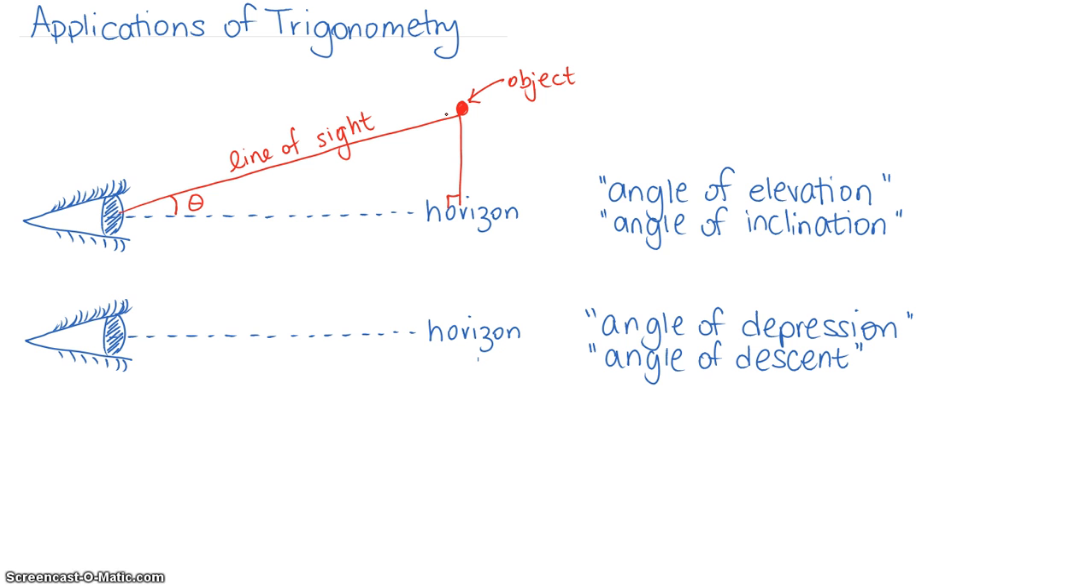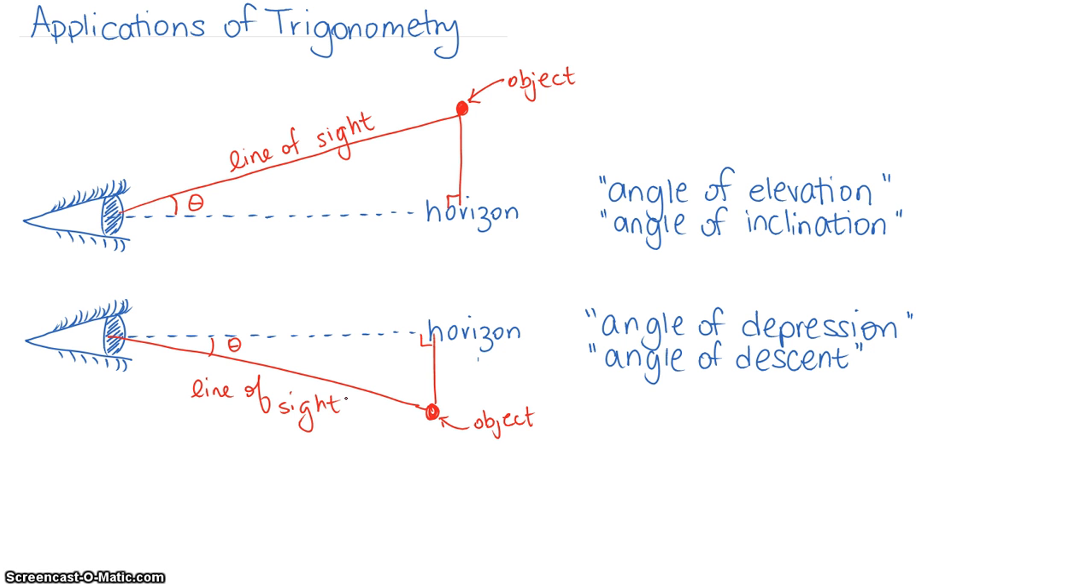If I say an angle of depression or angle of descent, again, here's my little eyeball, I'm looking straight on the horizon. I drop my eyes lower, my line of sight drops below. And again, I'm looking at an object down here that's going to create a right angle triangle. My angle of depression is below the horizon, and this is the object that I'm looking at. And again, my line of sight is the hypotenuse of this triangle.